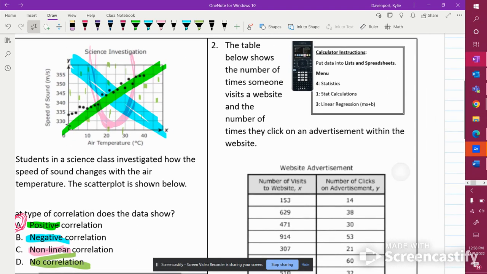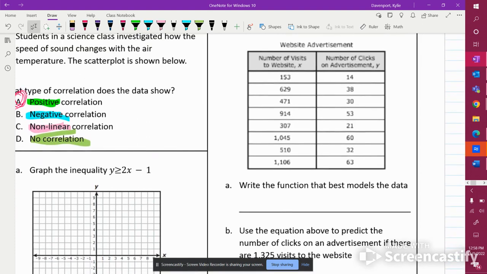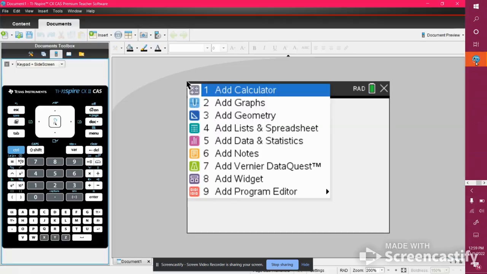All right, now we're going to look at number 2. The table below shows the number of times someone visits a website and the number of times they click on an advertisement. We do have calculator instructions here that are going to help you work on this problem, okay? So first, we have this paper here that has all of this table. It has all of our pieces we need. So write the function that best models the data. We're going to use our formula y equals mx plus b. We're going to talk about how we do this using our calculator.